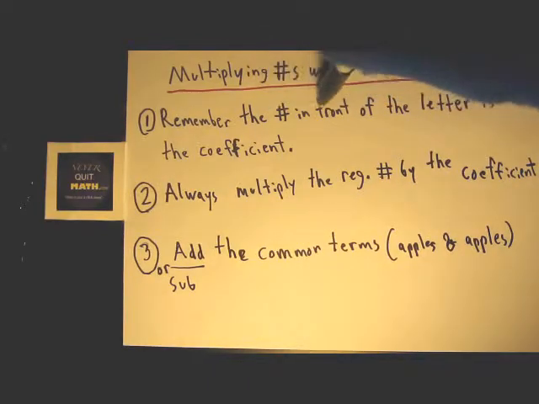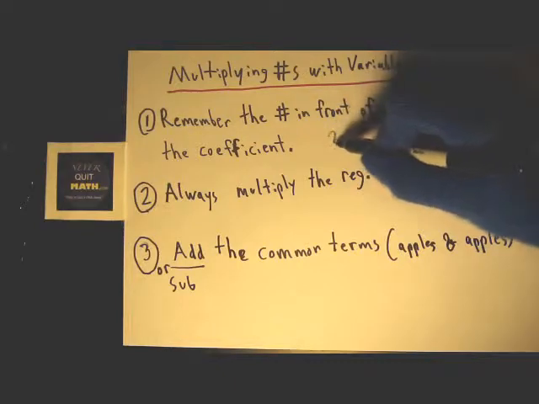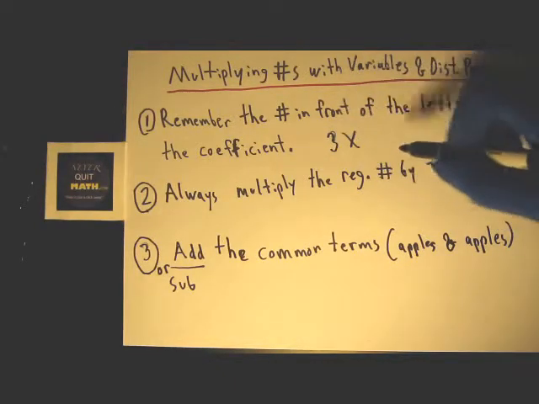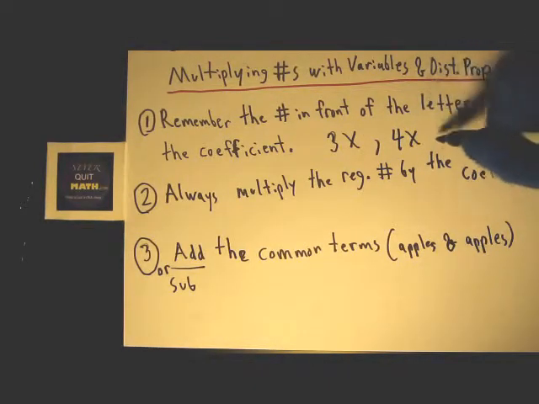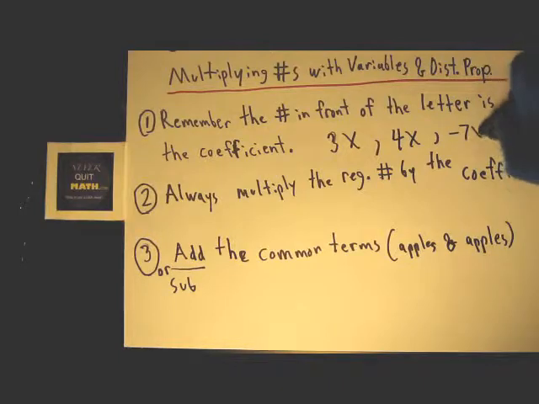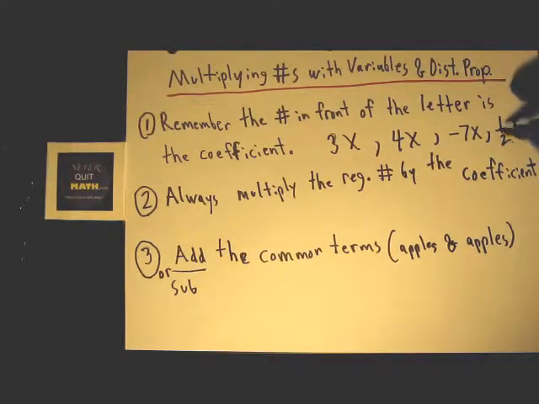One, remember the number right in front of the letter is the coefficient. So for example, if we have something like 3x, 3 is going to be a coefficient. If we have something like 4x, obviously 4 is going to be a coefficient. If we have negative 7x, negative 7 is going to be a coefficient. If we have 1/2 x, 1/2 is going to be a coefficient, and so on and so forth.